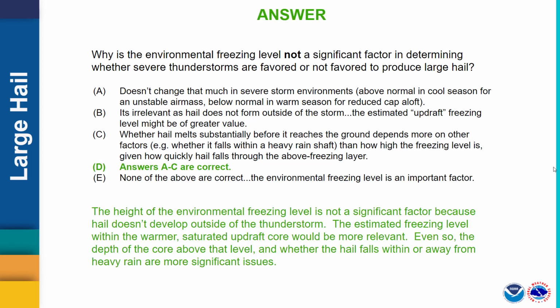In fact, answers A through C are all correct. Perhaps contrary to popular belief in the operational forecasting world, the height of the environmental freezing level is not a significant factor. Why? Because hail doesn't develop outside of the thunderstorm. If anything, you should look at the estimated freezing level within the warmer, saturated updraft core. That would probably be more relevant. It would also be considerably higher than that within the ambient environment. Even so, the depth of the core above that level, and whether the hail falls within or away from heavy rain, may be more significant issues.